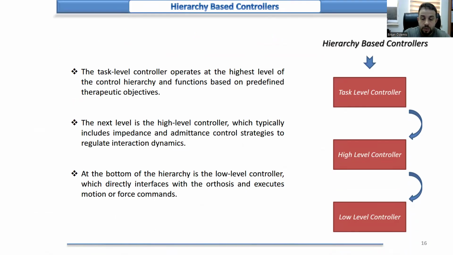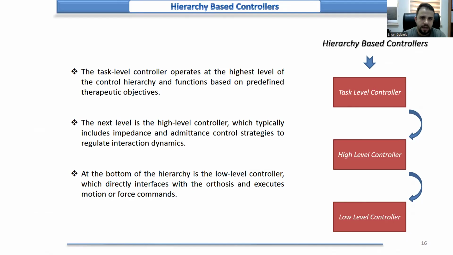Hierarchy-based controllers can be categorized into three subcategories. The first one is the task-level controller. The task-level controller operates at the highest level of the controller hierarchy and functions based on predefined therapeutic objectives. It defines the overall therapeutic goals and manages movement planning based on the rehabilitation task.